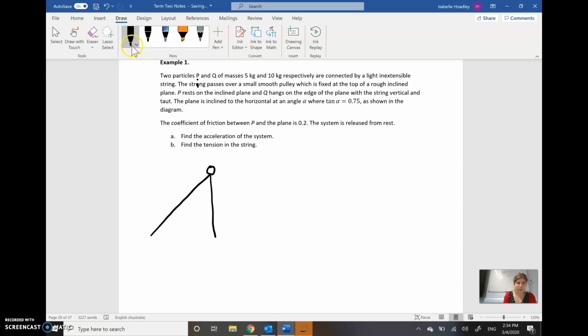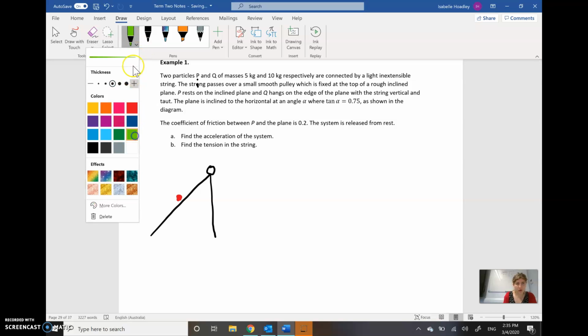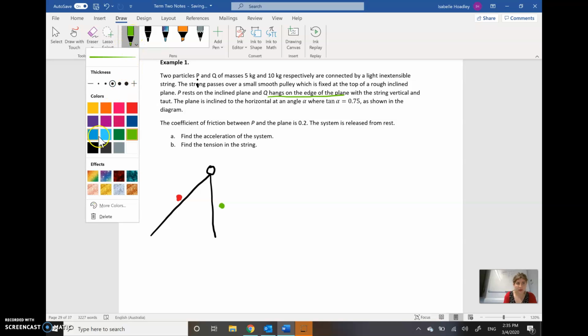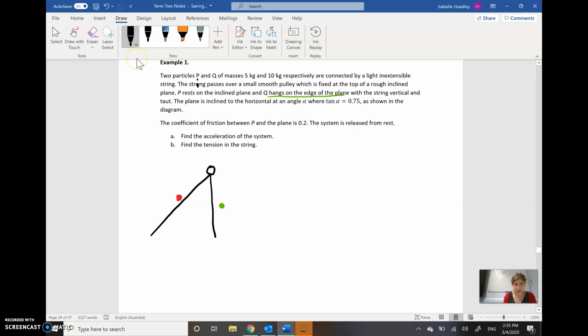Okay, we've got particle P. I'm going to use a red dot for P. So this is particle P. P is on the plane. And then we have Q, it's green, and Q hangs on the edge of the plane attached to the vertical string. So there's P and there's Q. And here's the string, which is coming up over the pulley and connecting those two there.